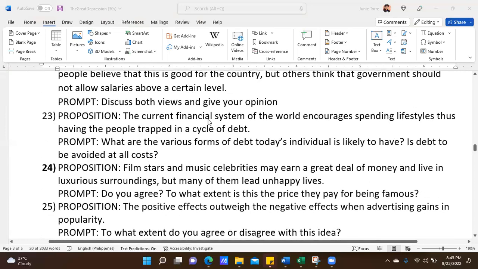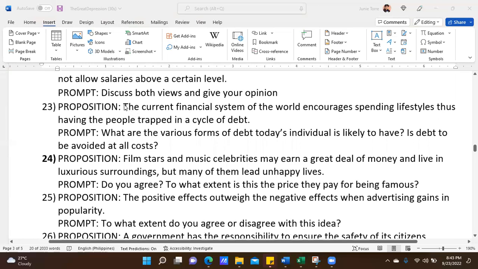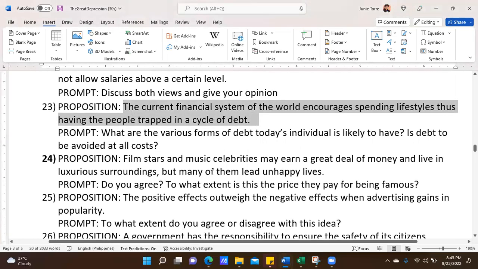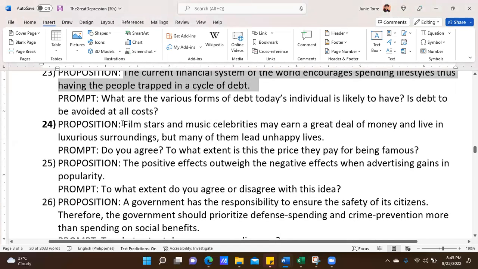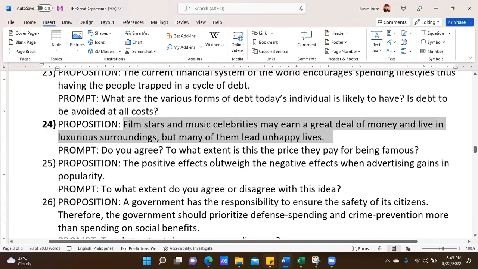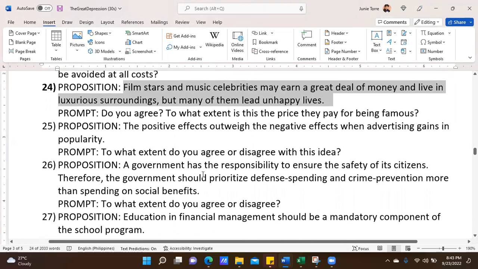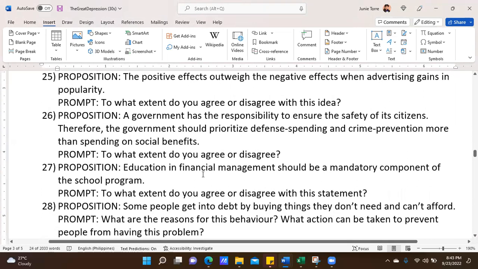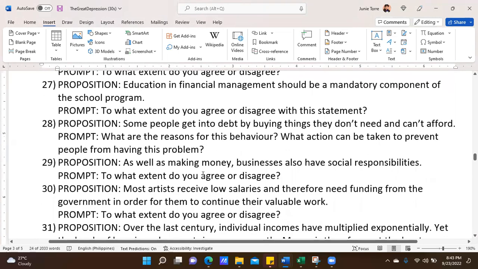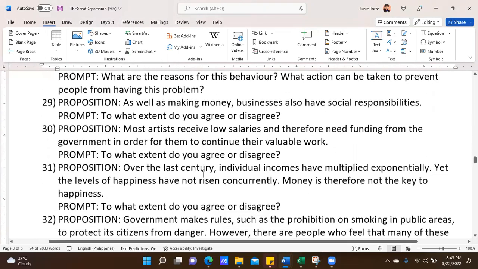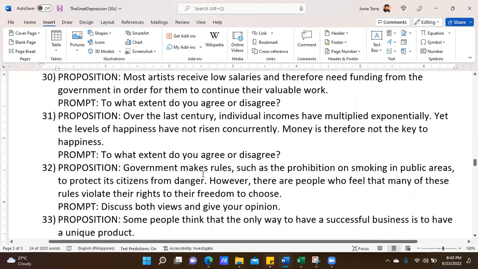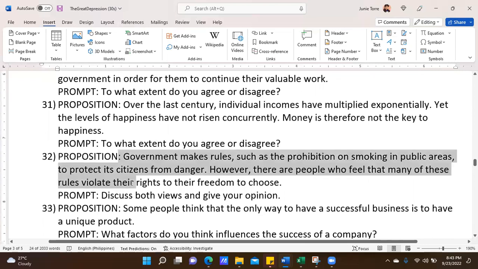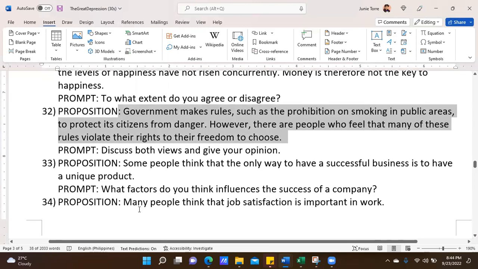The current financial system of the world encourages spending lifestyles, having the people trapped in a cycle of debt. Film stars and music celebrities may earn a great deal of money and live in luxurious surroundings. Many of them lead unhappy lives. I'd rather be rich than happy. Okay, advertising. Okay. Government makes rules such as the prohibition of smoking in public areas to protect its citizens from danger. However, there are people who feel that many of these rules violate their rights to their freedom to choose.